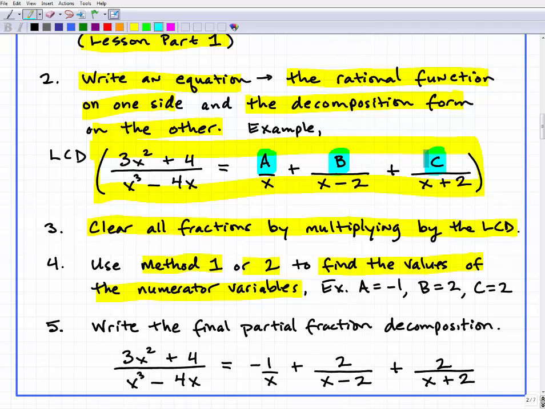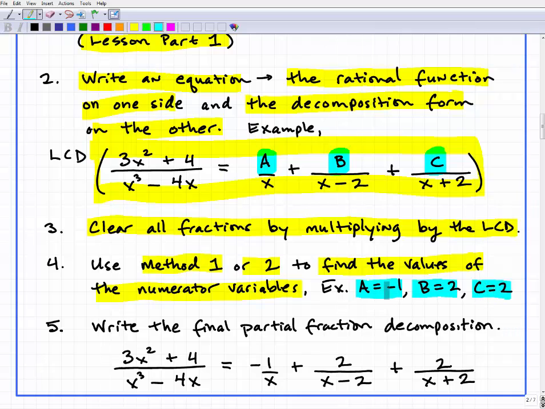A, B, and C. And of course, this could be a whole range of things depending on the form that you're going to be writing. But basically the numerator variables are what we're looking to solve for. In this particular example, method 1 or method 2 will tell us that A is equal to -1, B is equal to 2, and C is equal to 2.